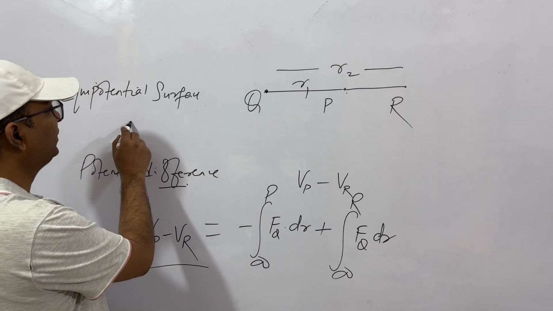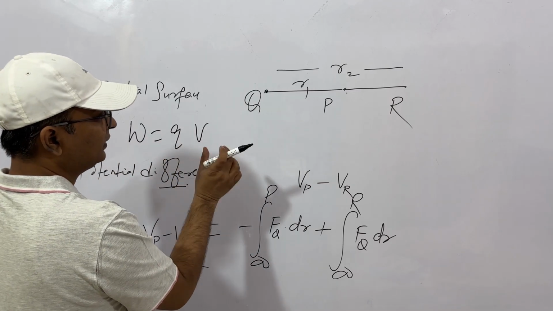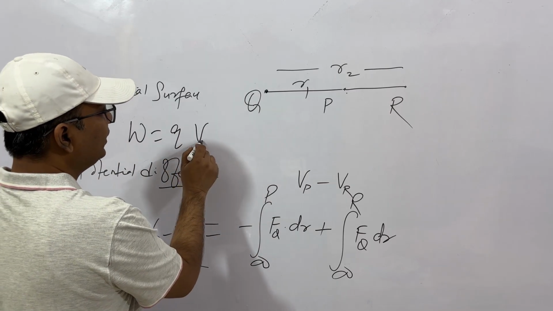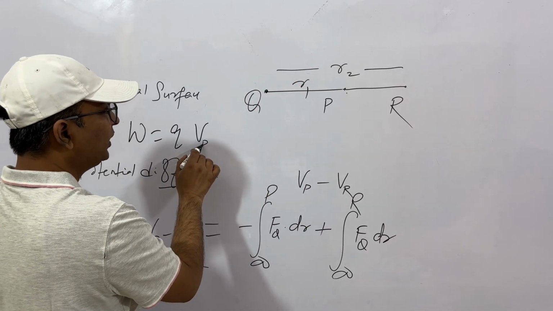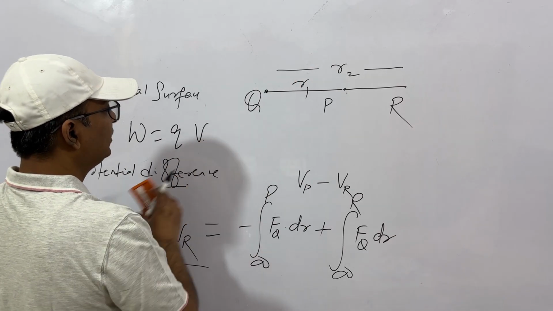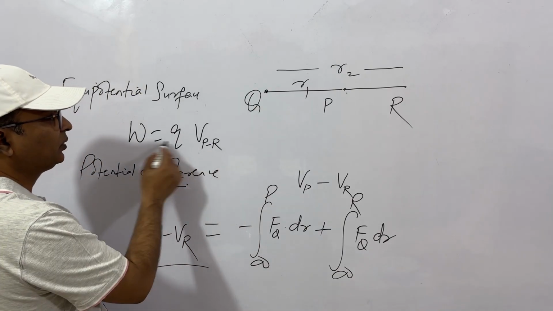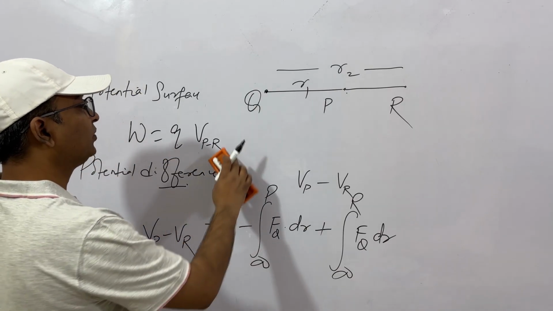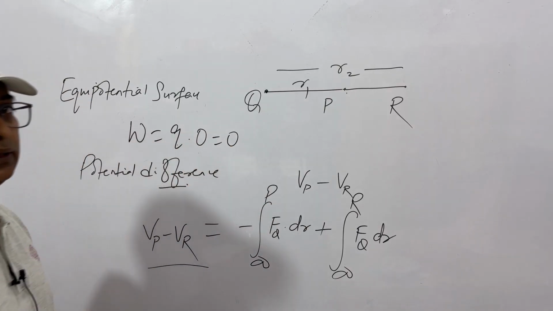So what will be work done? Work done will be Q into V, that is the difference between the two. If we say Vp, then this means work done in bringing Q from infinity to point P. But when we say between P and R, then the potential difference between P and R into Q will be work done. But when we talk of equipotential surface, this will be 0, so work done will be 0. This you should understand.